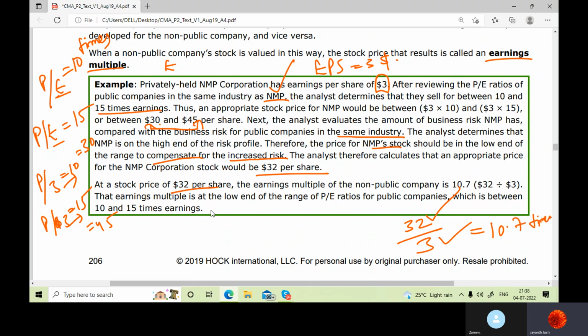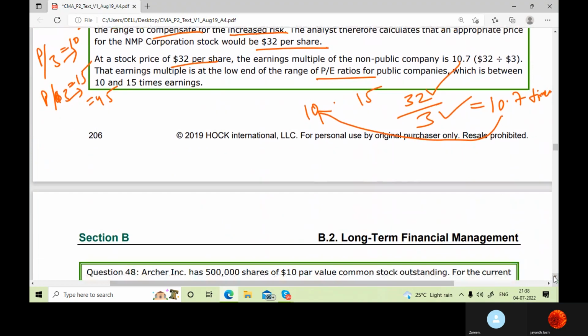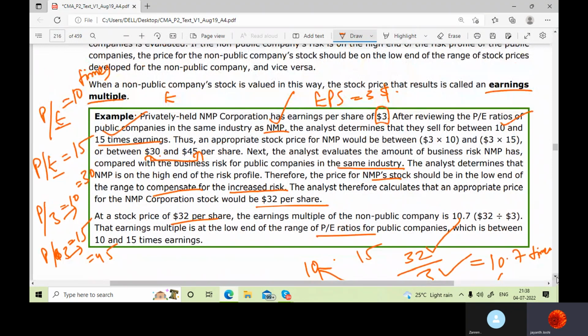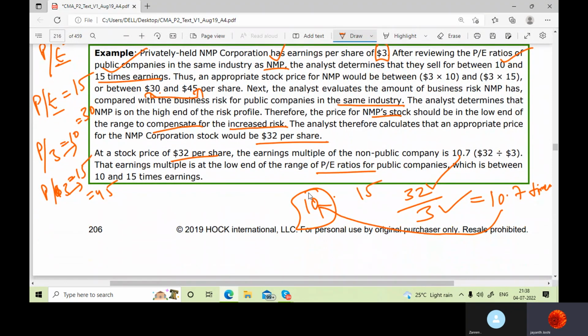So the earnings multiple is at the low end of the range of P/E ratios for public companies. We know that the given range is 10 and 15, which are the public companies' P/E ratios. And the P/E ratio we calculated for our company, NMP, is 10.7. And this 10.7 is very near to 10, so that falls in the low range, correct? So it falls on the low range. That means NMP's P/E ratio is at the low range, so less risky.